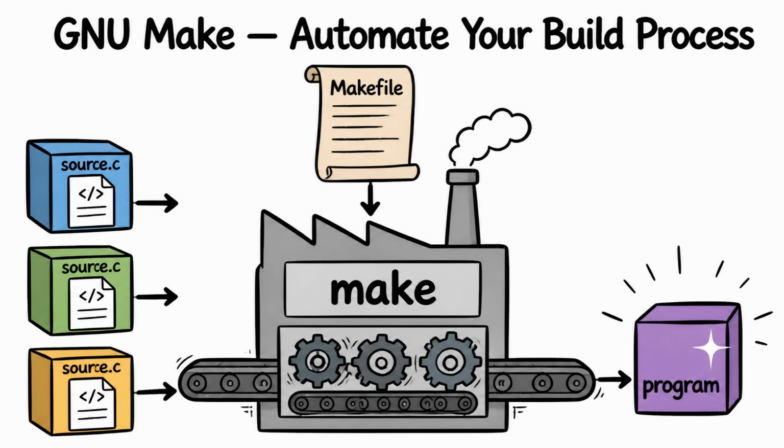You write a file called a makefile that describes what depends on what and how to build everything. Then you just run make and it figures out exactly which files need to be compiled, in what order, and does it all automatically. It even skips files that haven't changed, saving you time. Make is the backbone of almost every C and C++ software project in the world.